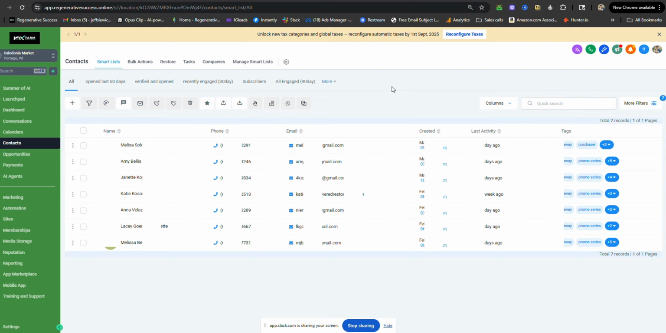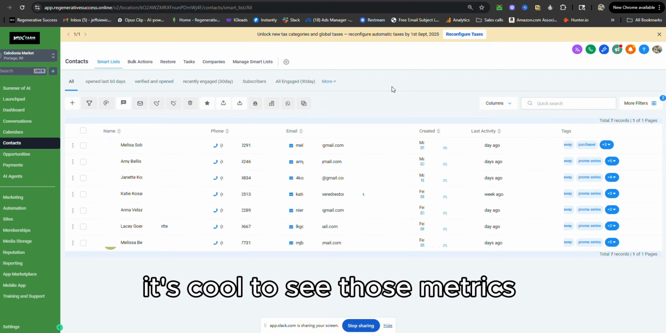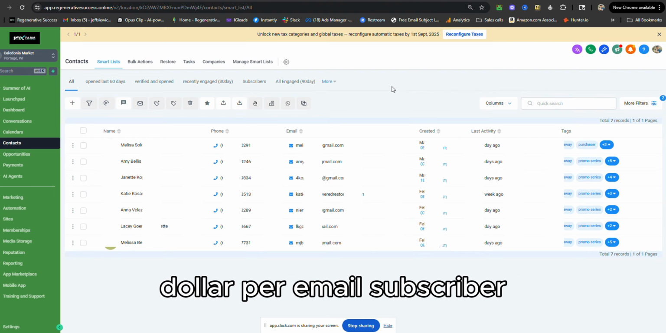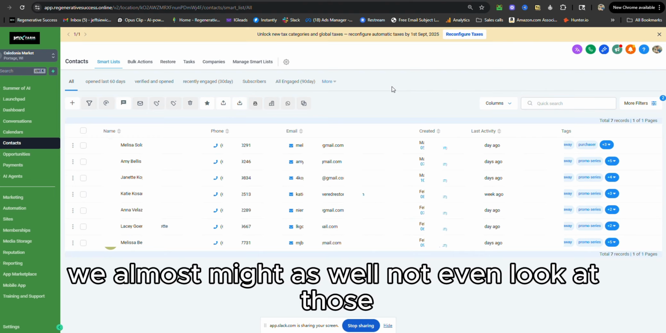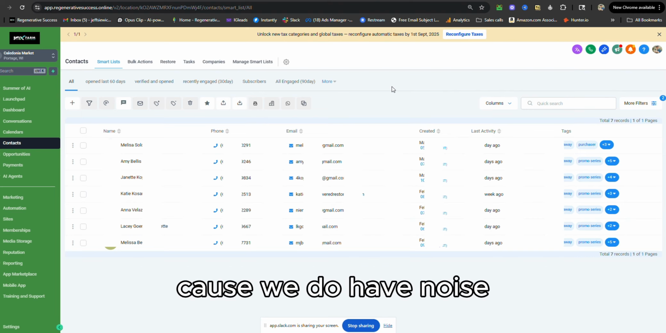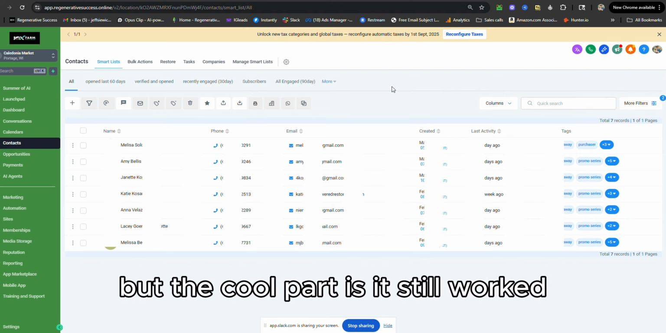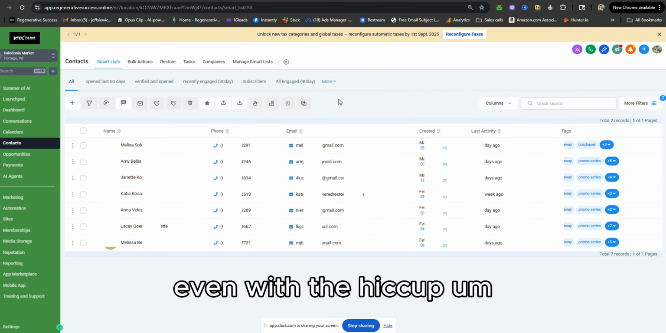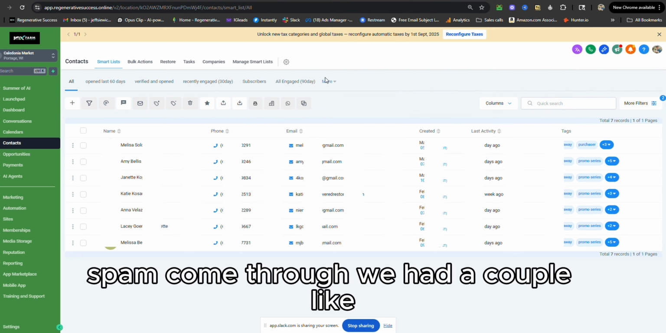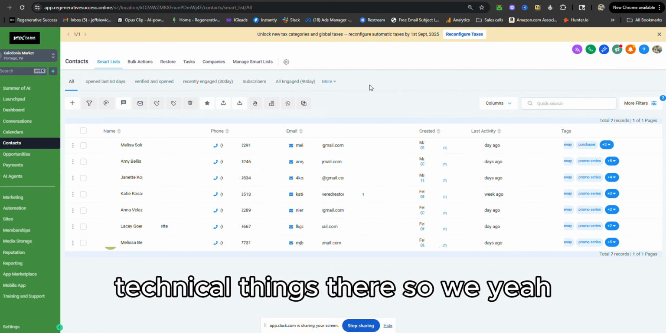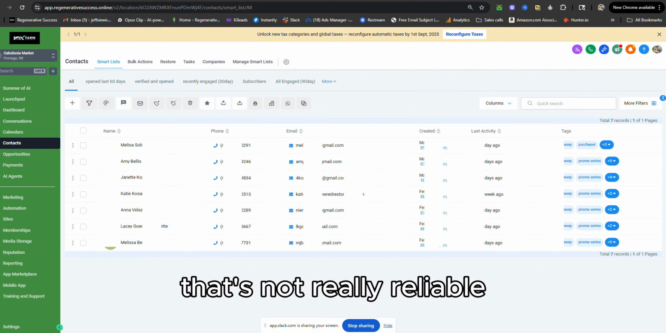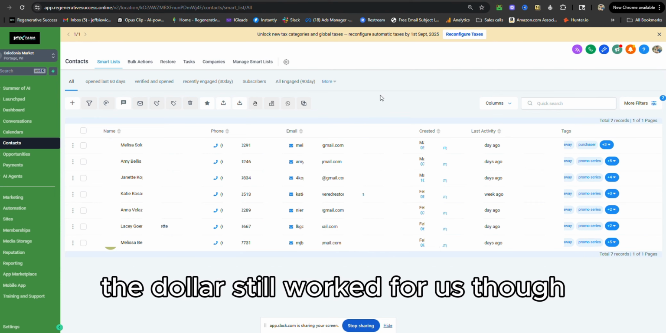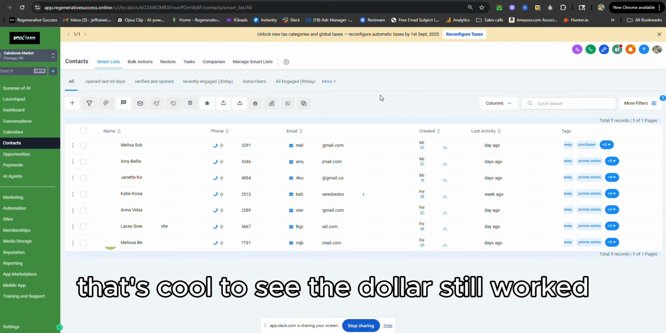I mean, it's cool to see those metrics. Because I know our metrics, if you look at dollar per email subscriber, we almost might as well not even look at those because we do have noise. But the cool part is it still worked even with the hiccup. Yeah, we had a lot of spam come through and a couple of technical things, so that's not real reliable. But it's cool to see that the dollar still worked for us.